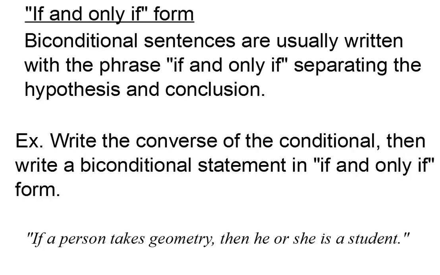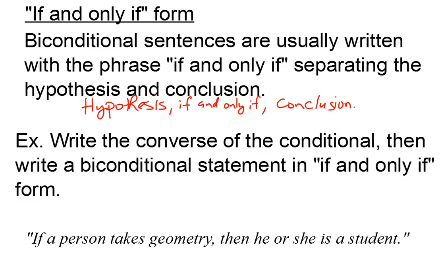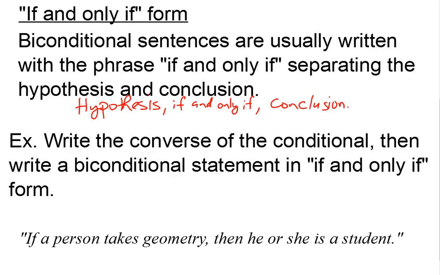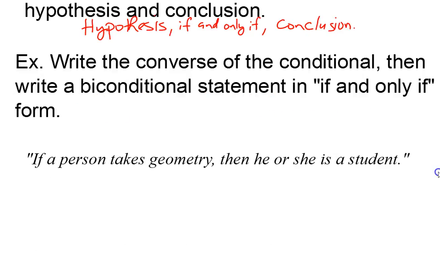It basically will say hypothesis, if and only if, and then conclusion, okay? Right? So let's take a look at what I'm talking about. It says write the converse of the conditional, then write a biconditional statement in if and only if form. If a person takes geometry, then he or she is a student.